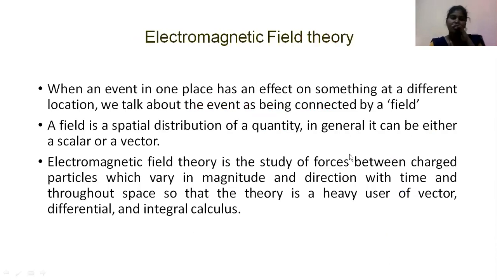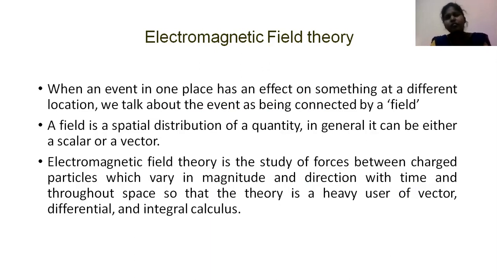Let me also tell you about electromagnetic field theory. When an event takes place and has an effect on something at a different location, we talk about that event as being connected by a field. So whenever something happens at some place and has an effect on a different location, it is connected by a field. That field is a spatial distribution of a quantity, and in general it can be either a scalar or a vector.